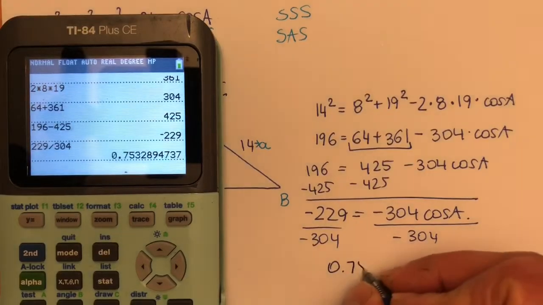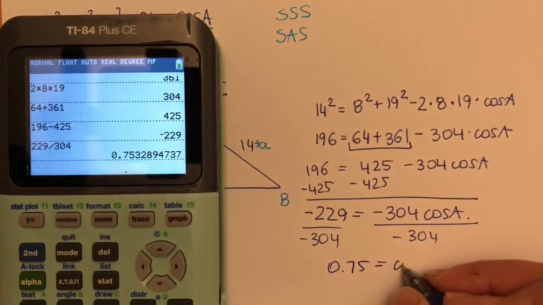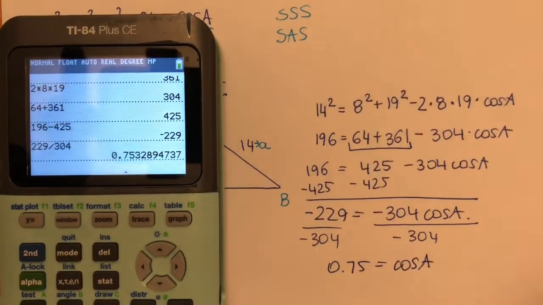Zero 0.75. And now, very important, we are looking for the angle. So to find the angle, we are going to use the inverse. So cosine inverse of 0.75 is going to give me the measurement of angle A.